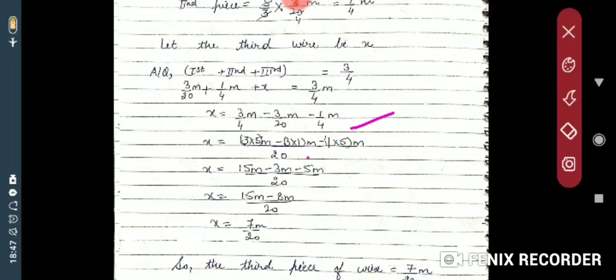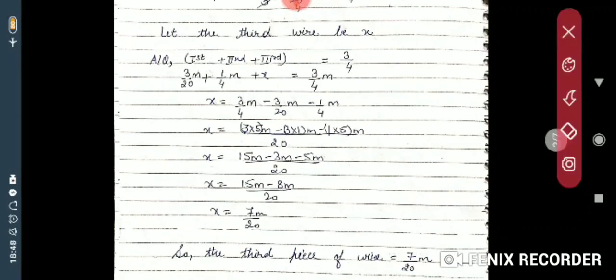Now next, 4 5s are 20. So 1 multiply 5, 5. And which sign will be there? Negative. Why? Because here the negative sign is there. Then both these are negative. So 15 meter minus 5 minus 3, minus 8 meter upon 20. Now subtract 8 from 15 meter, you will get 7 meter upon 20. So what is the length of the third wire? 7/20 meter. Understood?